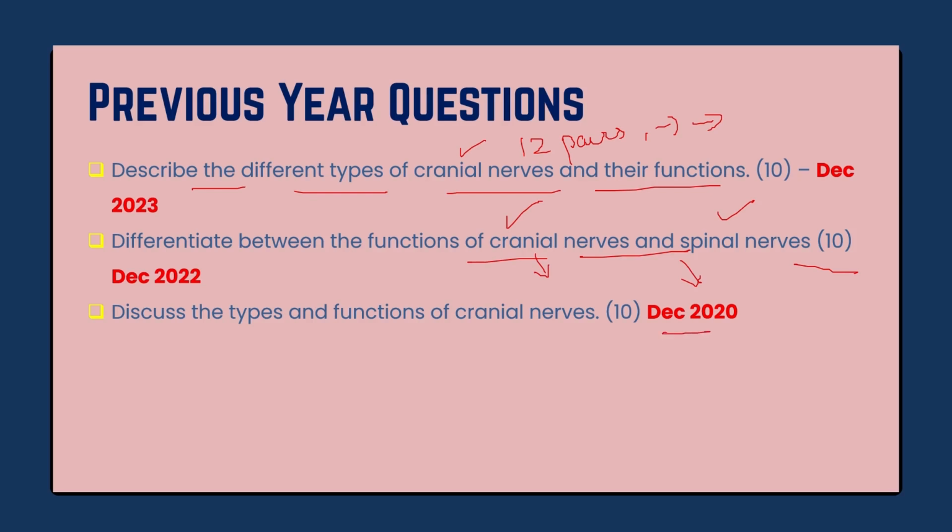Okay. Then December 2020, discuss the types and functions of cranial nerves. Again, nobody is asking about spinal nerves because there is nothing to remember, right? Just the segments and the numbers. So cranial nerves, if you see the frequency is not that great, but whenever it comes, they ask about the cranial nerve. So make sure either you use the mnemonic I am giving you or you make a mnemonic of your own and remember these 12 pairs with their functions.